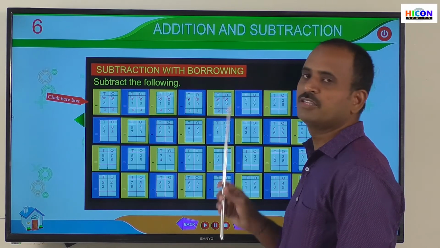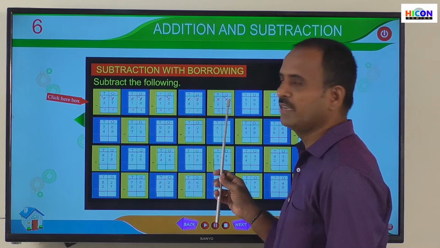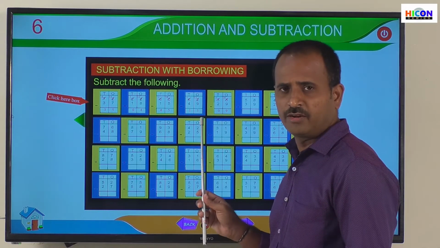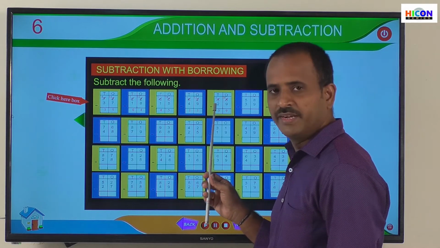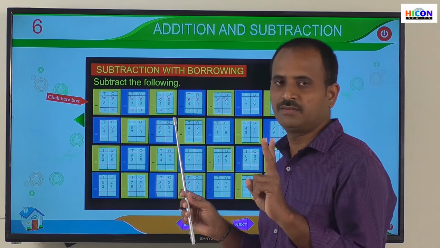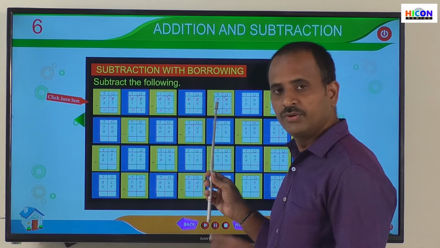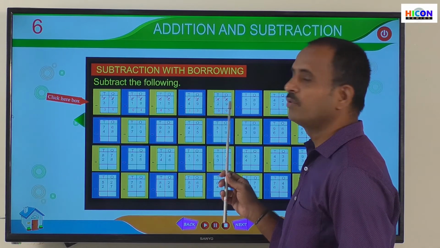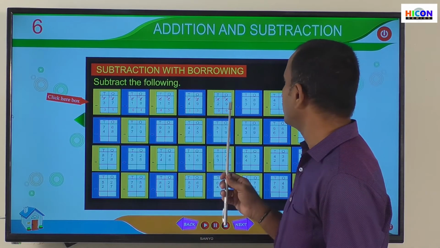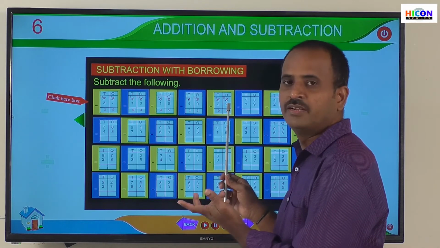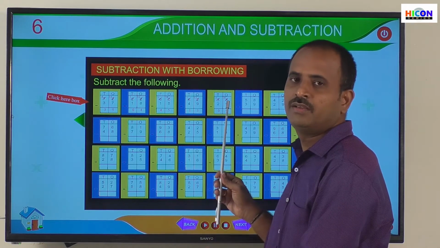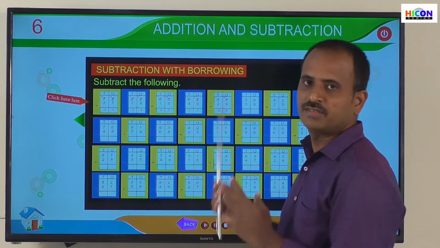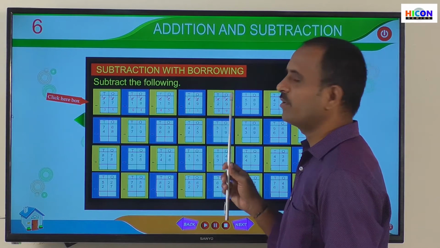What is the next place? Tens place. How many tens are there? 3 tens. So borrow 1 ten from 3 tens. If you borrow 1 ten, how many tens will there be? There will be only 2 tens. So strike off 3 and write 2. That means there are 2 tens. And now carry that 1 ten to the ones place. How many ones does that become here? There is already the digit 8. So just write 1 before it. If you write 1 before it, that becomes 18. That means 18 ones. Now subtract 9 from 18.